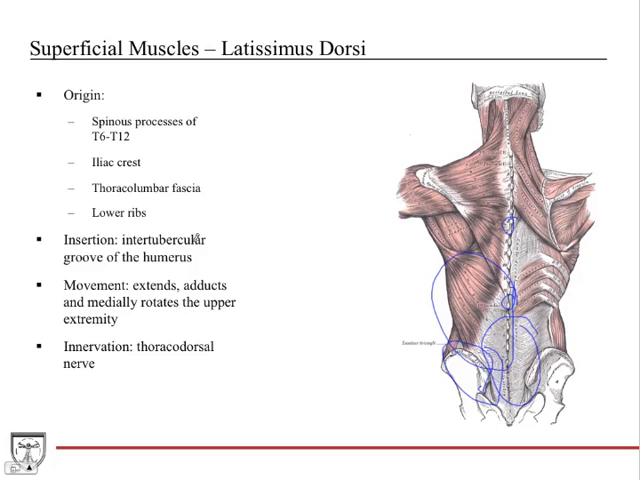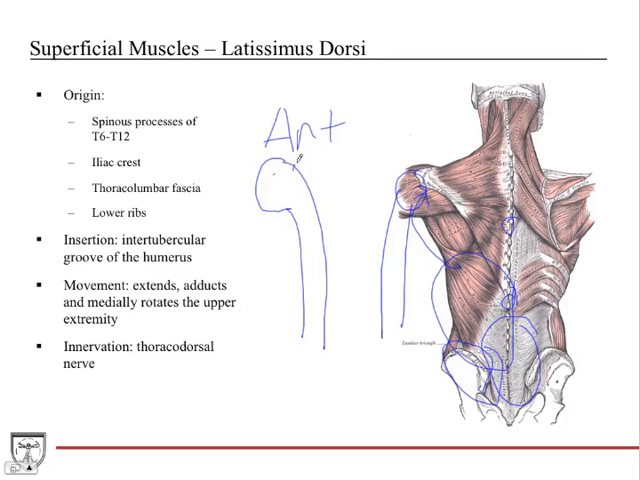Insertion: the intertubercular groove of the humerus. So if we draw an anterior view here of the humerus, what this muscle does is, you can see it here, it's wrapping around to the anterior surface of the humerus. So the head of the humerus would be here, and we'll show you an anterior view here, just so you have an idea of what we're talking about.